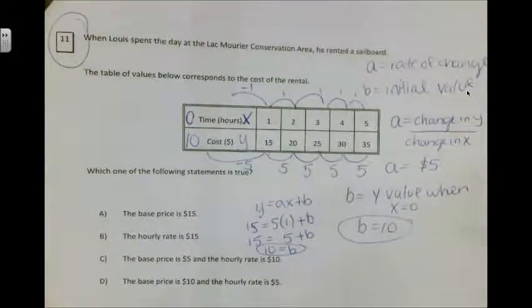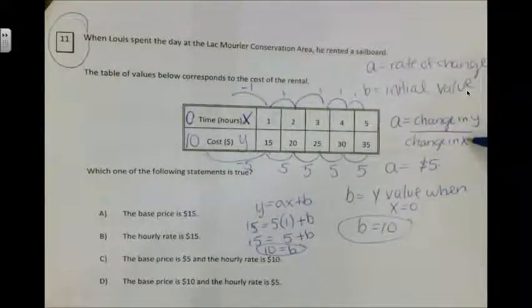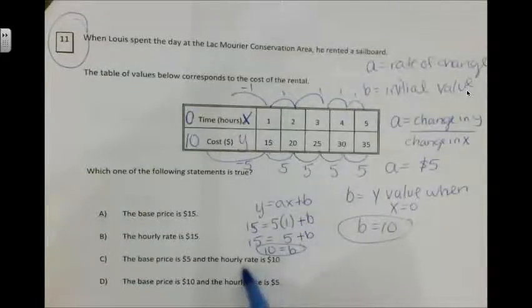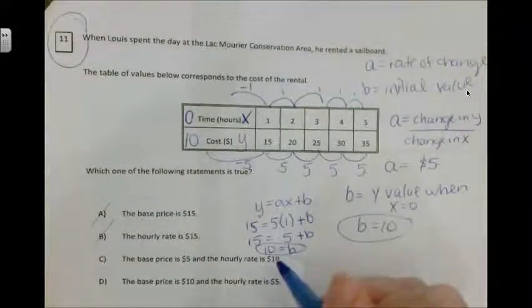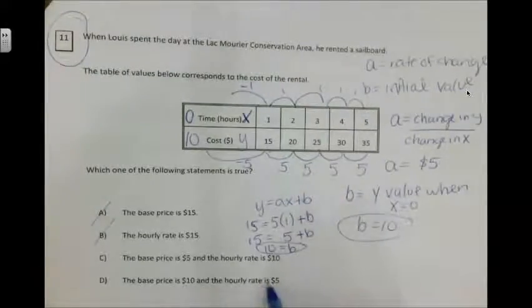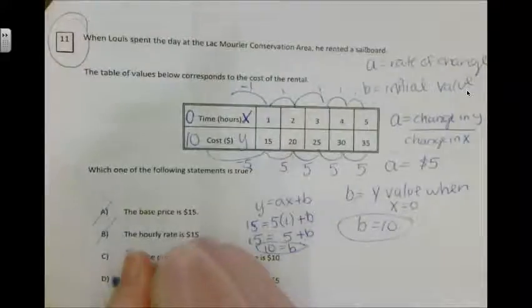But for A, it was just the rate of change. So you're looking at what Y is increasing by and dividing it by what X is increasing by. So in this case, it says the base price is $5. And oh no, sorry, these are not right. The base price was $10. And the hourly rate, the one that's changing with the amount of hours, is the $5. So your answer is D.